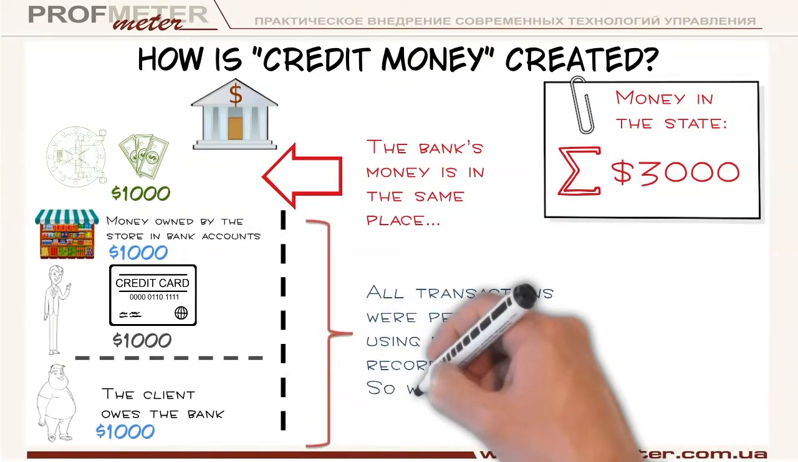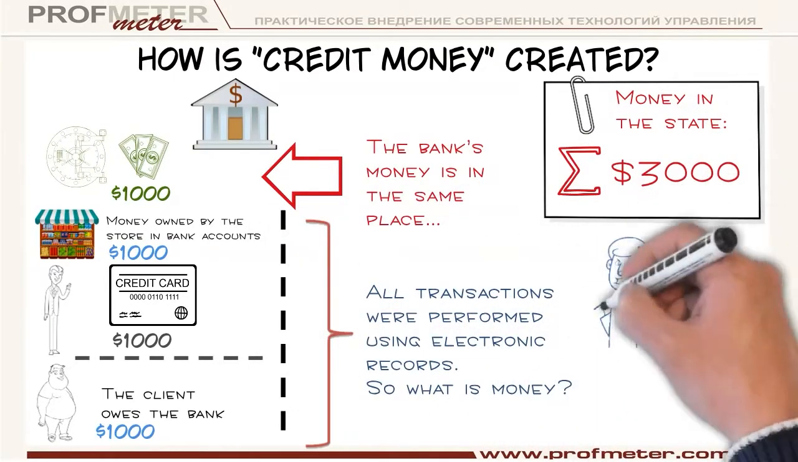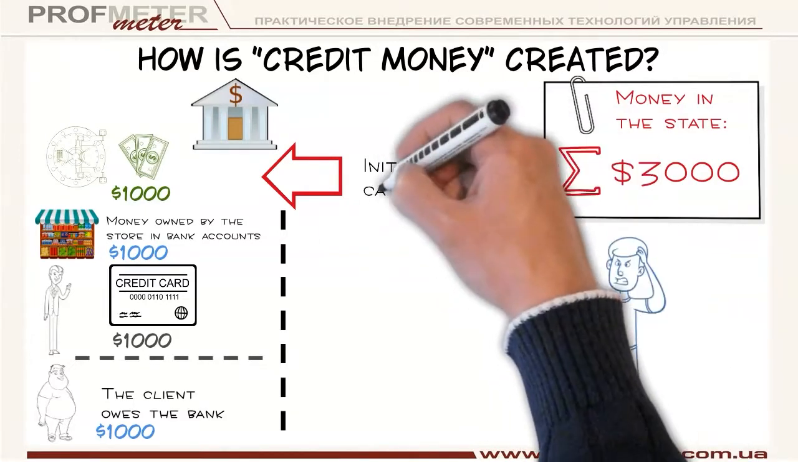Now let's take a step back and see what happened. The bank, having $1,000, issued loans for $2,000.